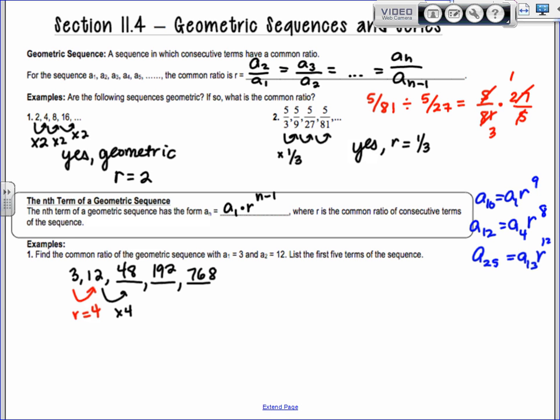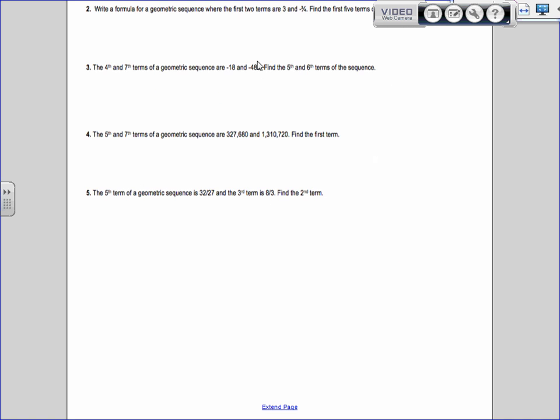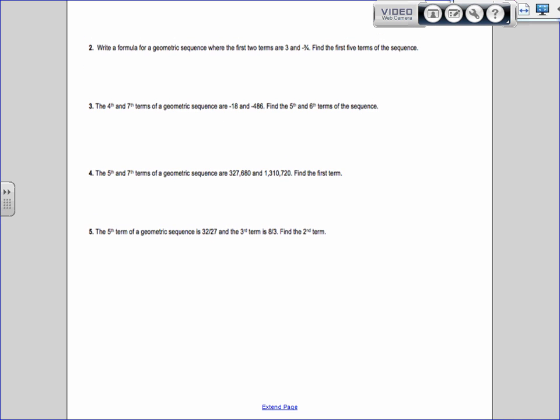All right, so the next example wants us to find the first 5 terms, but it also wants us to write a formula for the nth term. It says write a formula for the geometric sequence where the first terms are 3 and -3/4, and then find the first 5 terms of the sequence. So I have 3 and I have -3/4, dot, dot, dot. Can you tell what r is? What am I multiplying by?